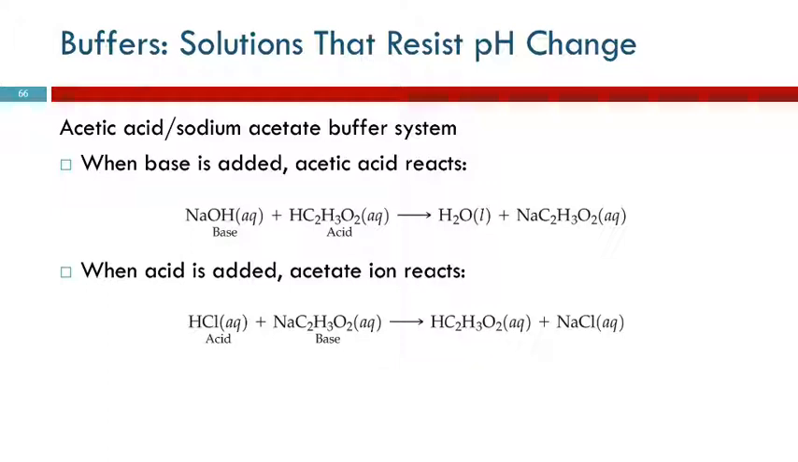So let's look at an acetic acid sodium acetate buffer system. So we have the acid, acetic acid, present, and we also have the conjugate base, sodium acetate. So if sodium hydroxide is added to this, the acetic acid will neutralize it. If we add acid like HCl, the base, the acetate ion, will neutralize it. And so whatever you throw at it, it can neutralize it and maintain the same pH.